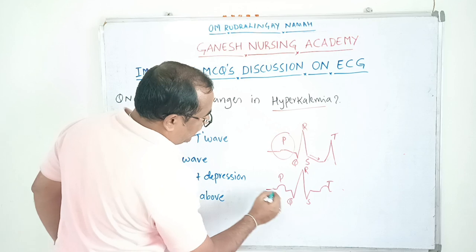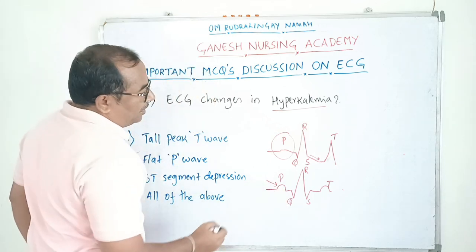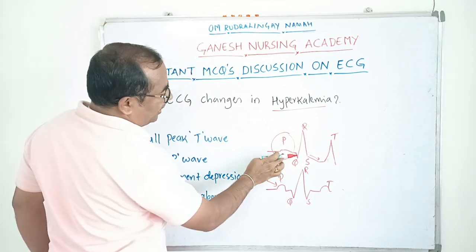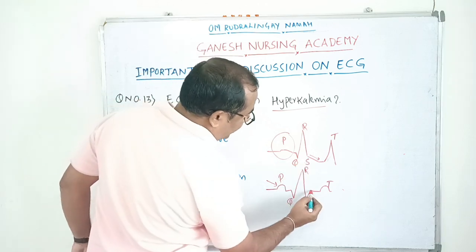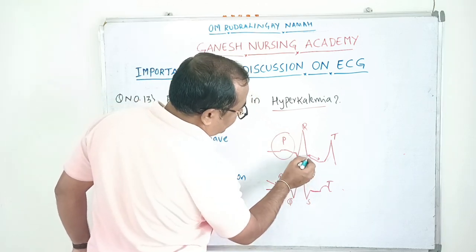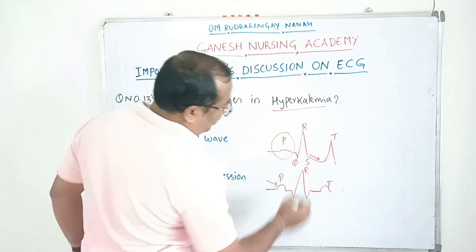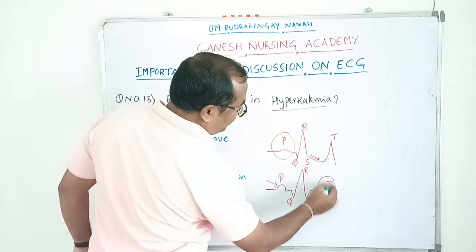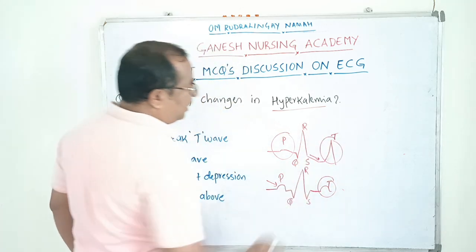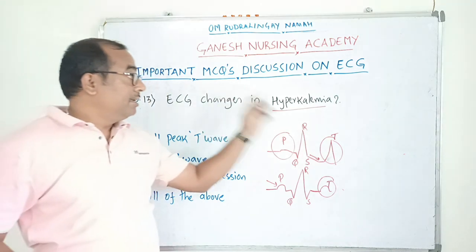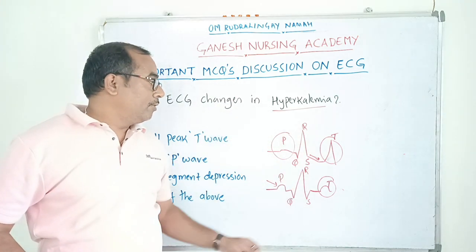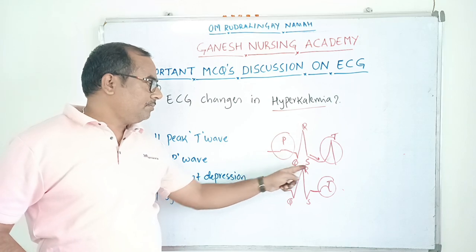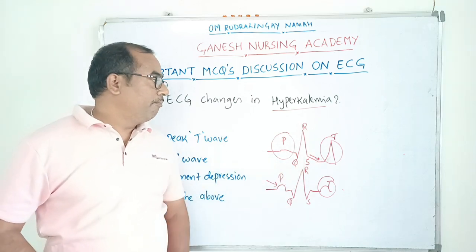See here, the P wave is normal; in hyperkalemia the P wave is flat. The ST segment is normal here; here the ST segment is depressed, it is downward. And the T wave is normal here; here the T wave is a tall peaked wave. So these are the classical ECG changes in hyperkalemia: flat P wave, ST segment depression and tall peaked T wave.